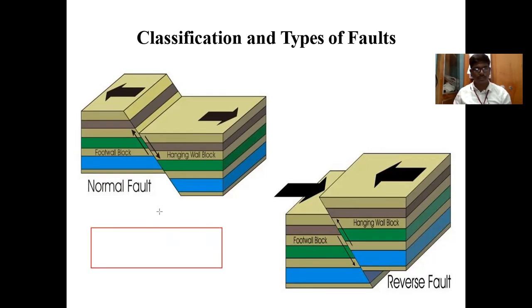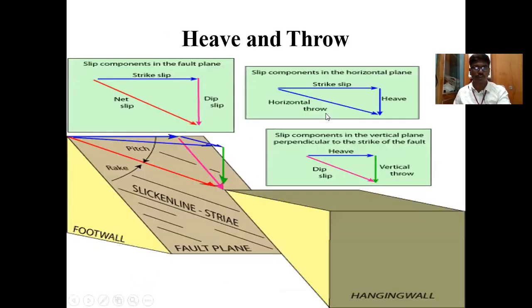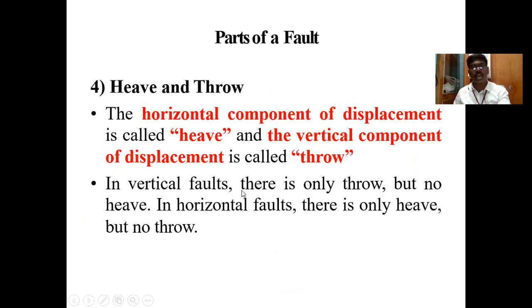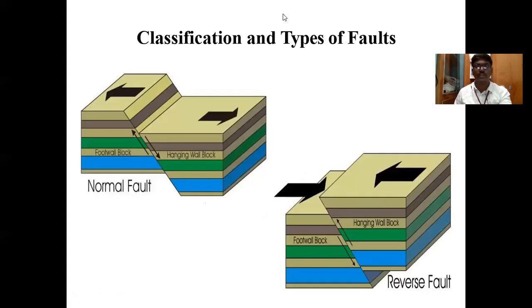If I try to draw here, this is my inclined fault plane. Along this inclined fault plane, whatever rests on the fault plane we usually say is the hanging wall, and whichever is below we usually say is the footwall. See, for this you always need to understand the parts that I've discussed before. Whichever lies below the fault plane is the footwall, and whichever rests above the fault plane is the hanging wall. Always remember that. Based upon that, you need to draw the figures.